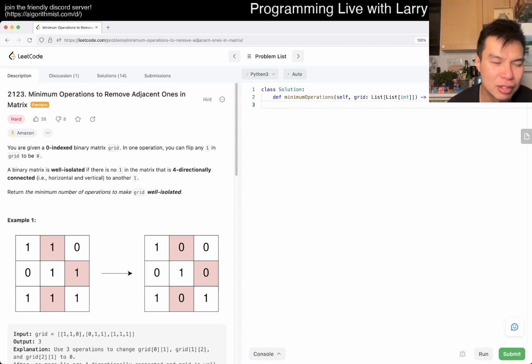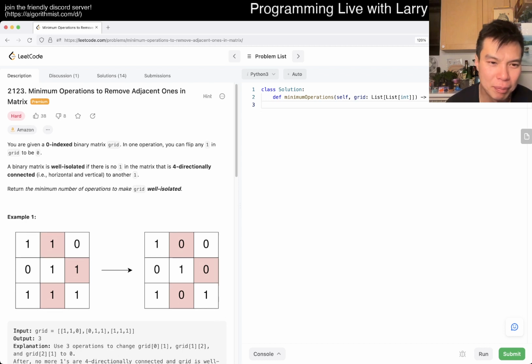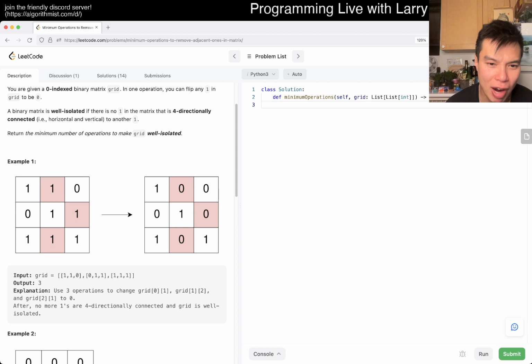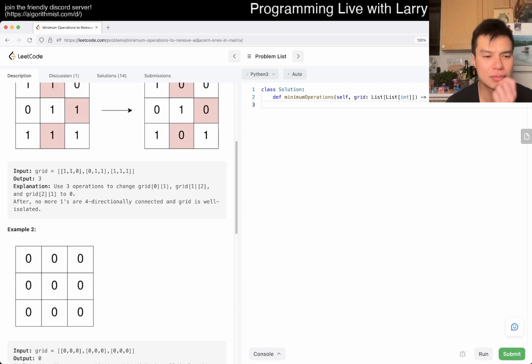So anyway, you're given a binary matrix grid. You can flip one in the grid to be zero. A binary matrix is well isolated if there's no one in the matrix that is four-directionally connected to another one. Return the minimum number of operations to make grid well isolated.